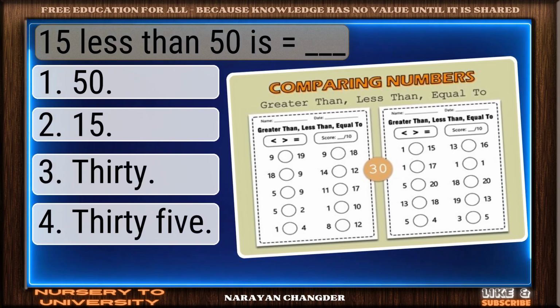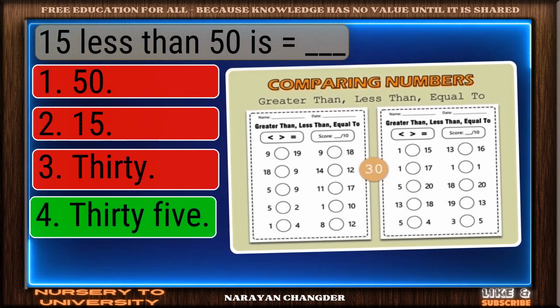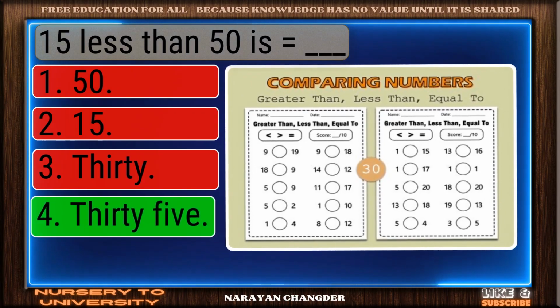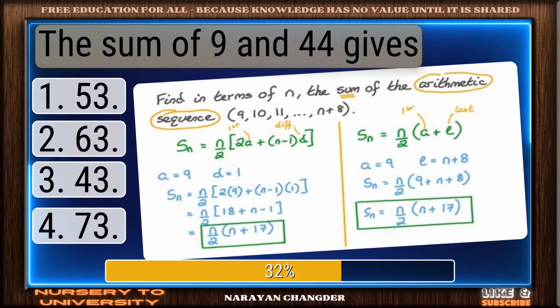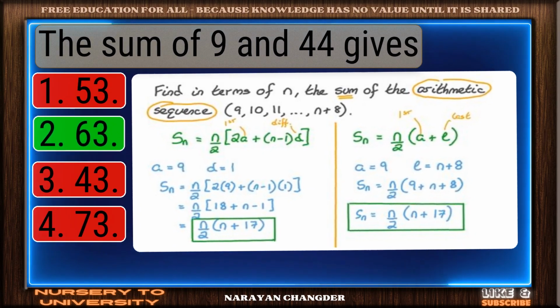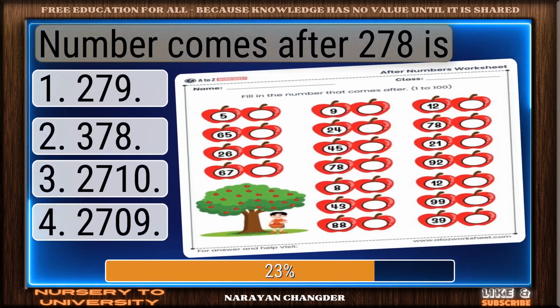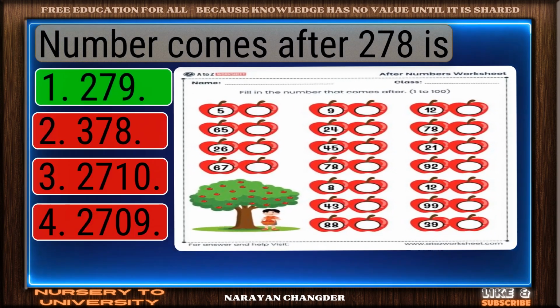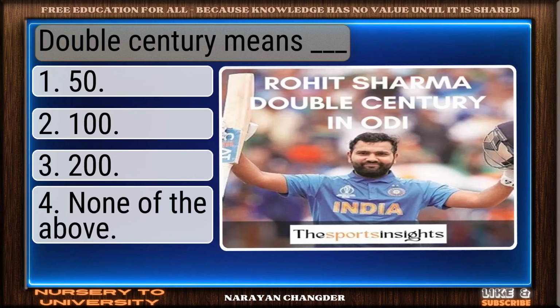15 less than 50 is equal to dash. Great thinking. 35 is the right choice. The sum of 9 and 44 gives. Right again. 63 is a valid answer. Number that comes after 278 is. Good job. Your answer 279 works well here.